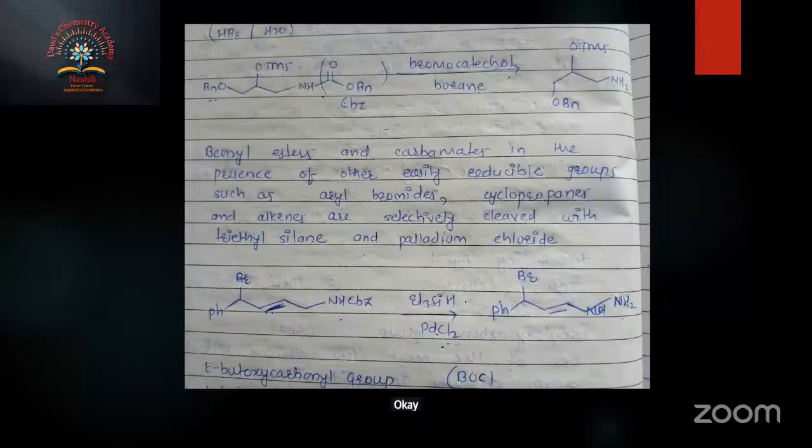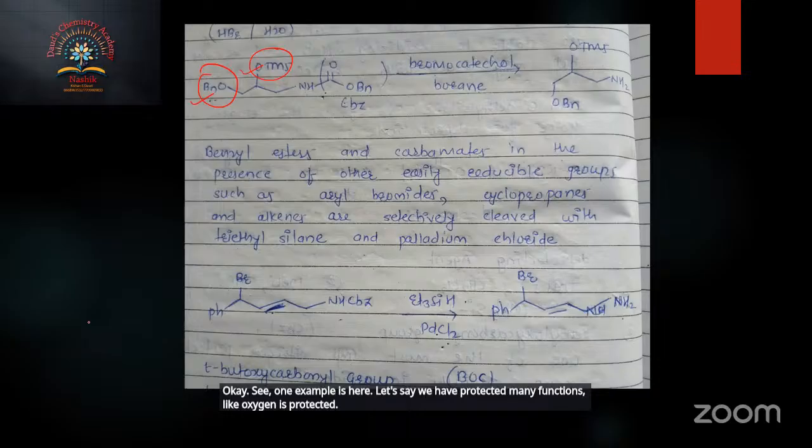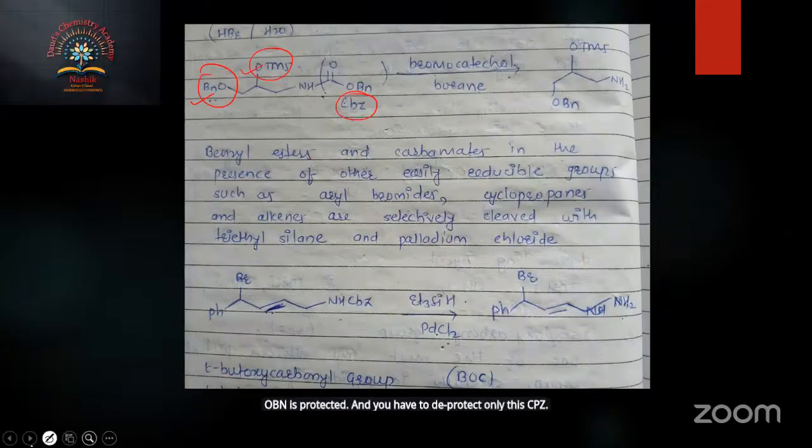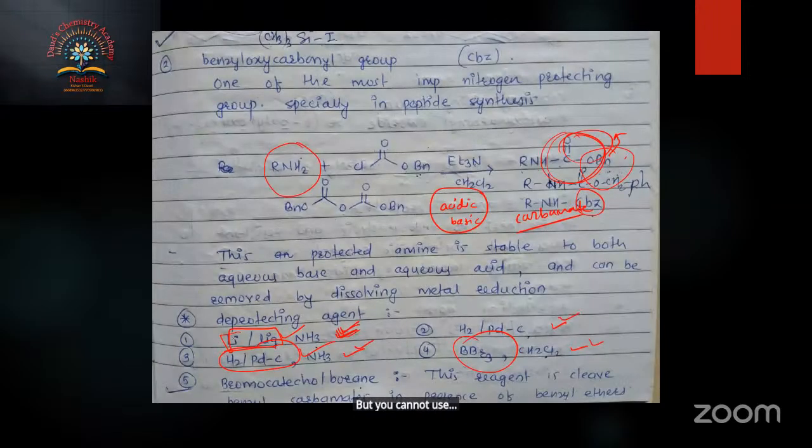Okay, see one example is here. Let's say we have protected many functional groups, like oxygen is protected, OBn is protected, and you have to deprotect only this Cbz. But you cannot use H2, Li, H2/Pd-C. You cannot use these three deprotecting reagents. Why?